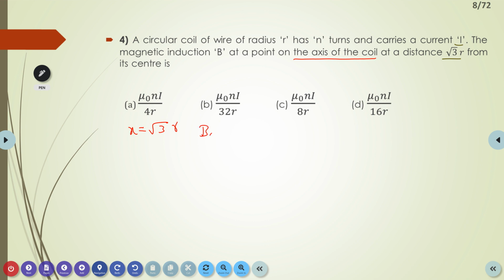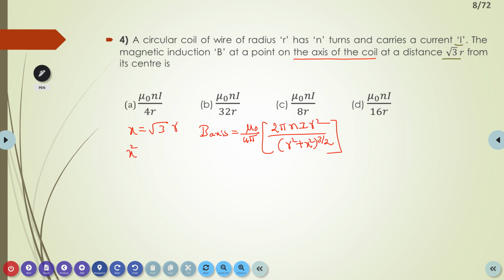You know the formula, B axis equal to what? Mu naught divided by 4 pi into 2 pi N i into R square divided by R square plus X square raised to 3 by 2.